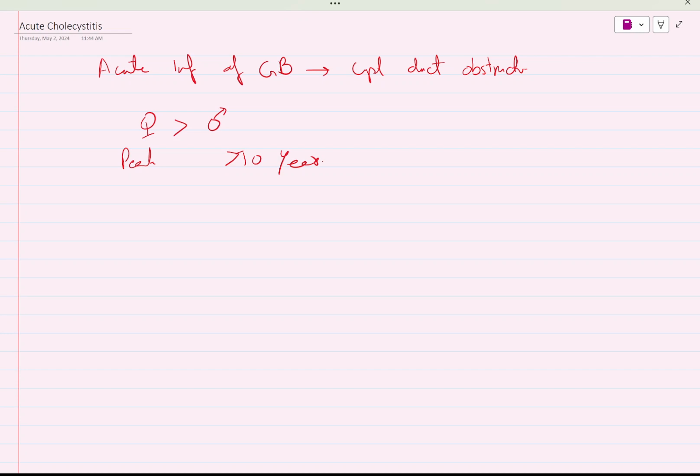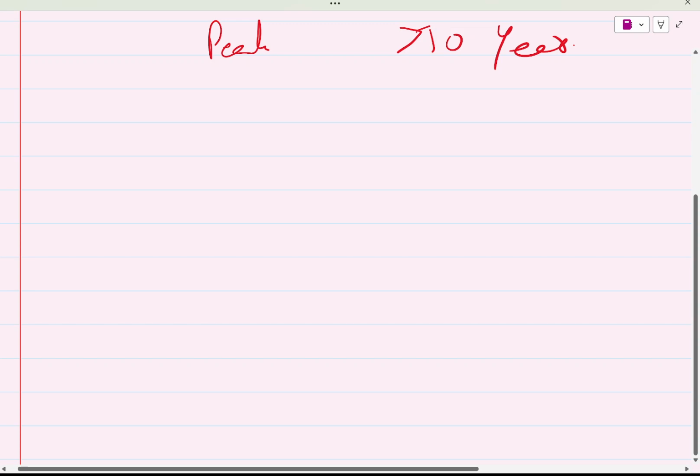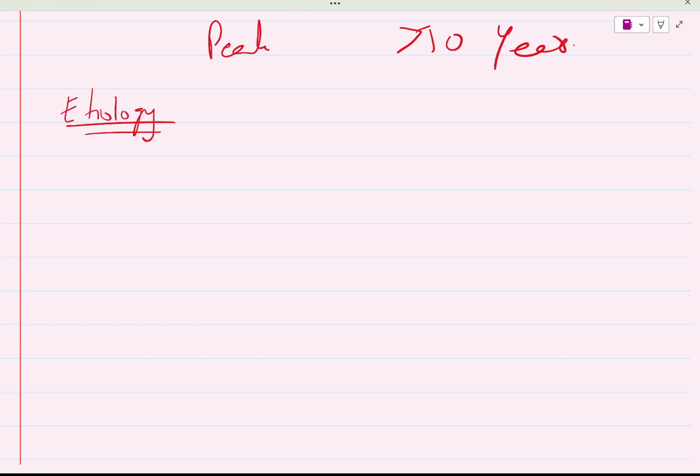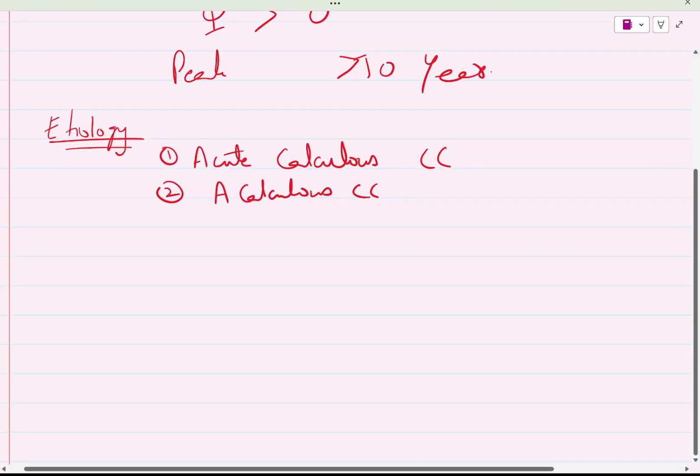So we are going to discuss what causes acute cholecystitis. What is the etiology? This is going to be a very to the point lecture. First is acute calculus cholecystitis, and the next cause is acalculus cholecystitis.